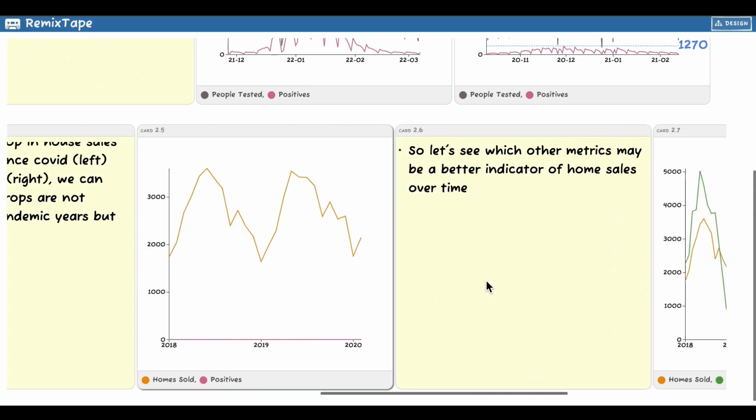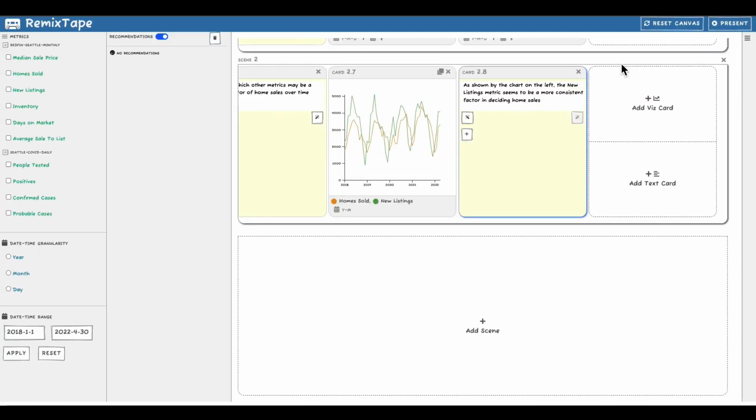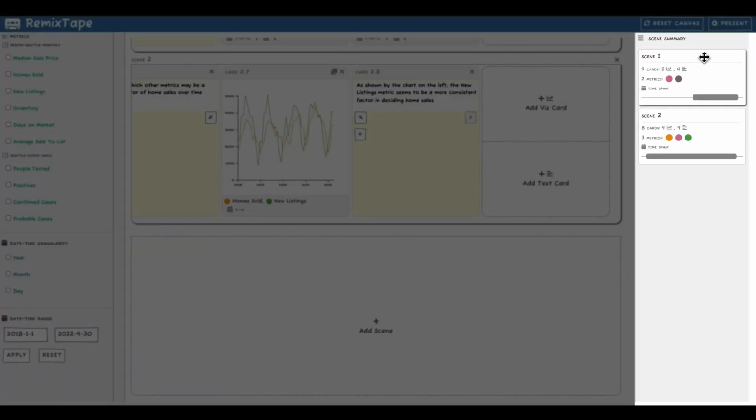Finally, RemixTape's Scene Summary panel gives an overall sense of the temporal granularity across the scenes on the canvas and the metrics they contain, as well as illustrating the chronological coverage of the narrative.